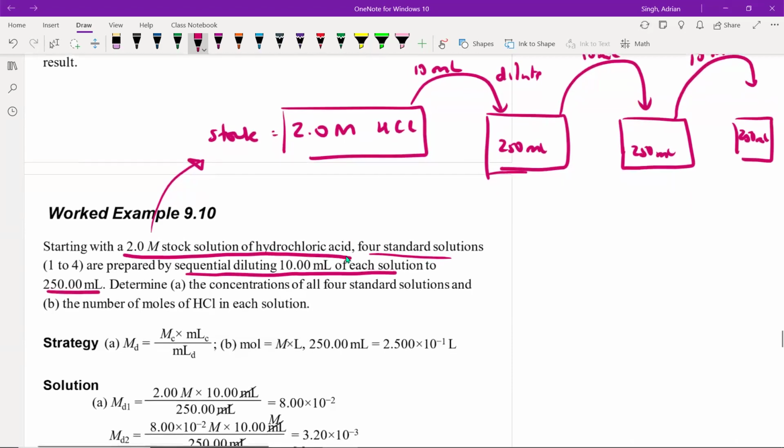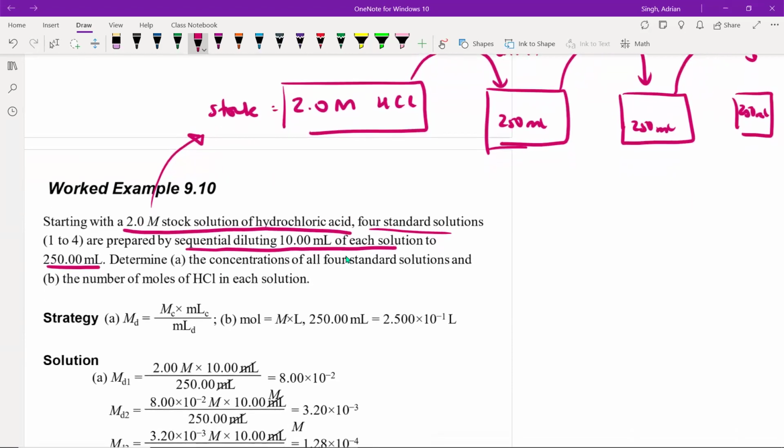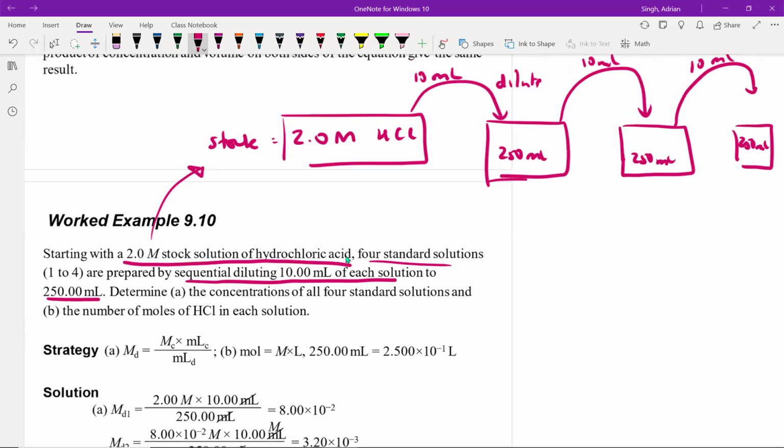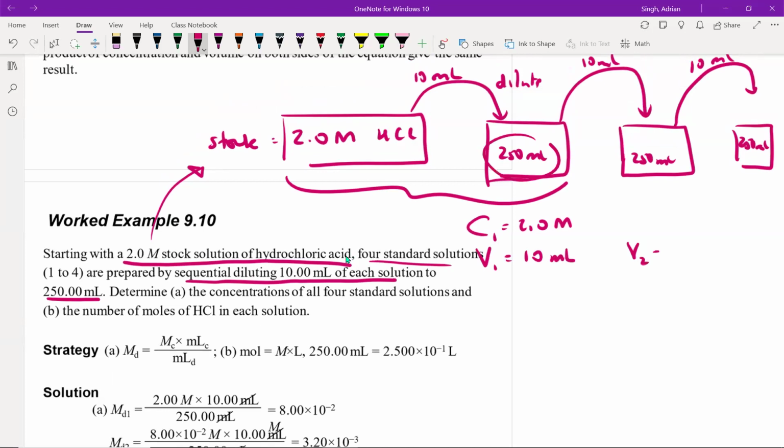So we'll take a look at the first couple here, and then the technique is going to be the same for all of them. So it says determine the concentration of all 4 standard solutions and the number of moles in each. Let's take a look at the first dilution, this first one here. So in this, going from the stock to the first dilution, our initial concentration, C1, is 2.0 molar. Our initial volume that we're taking there is 10 mils. Our final volume that we're diluting it to is 250 mils.